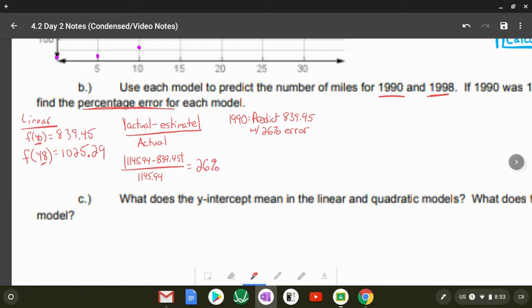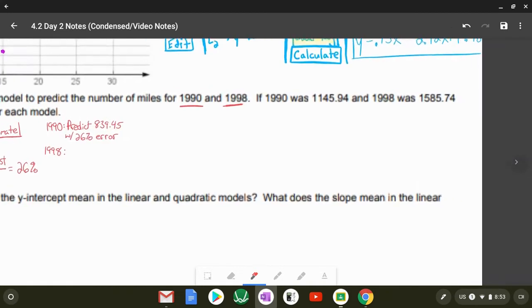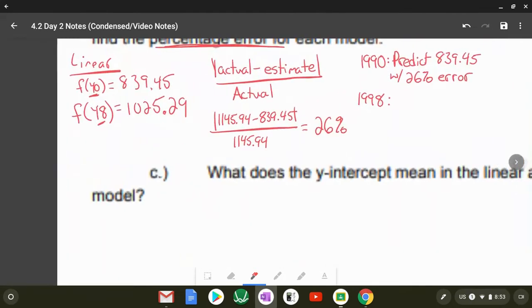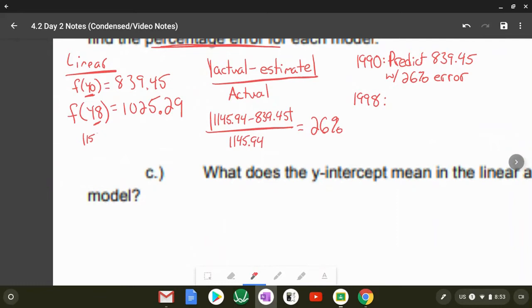And then if we did the same thing for 1998, we can go through that. That actual was 1585.74 minus 1025.29 all over 1585.74. And that result was 35%.